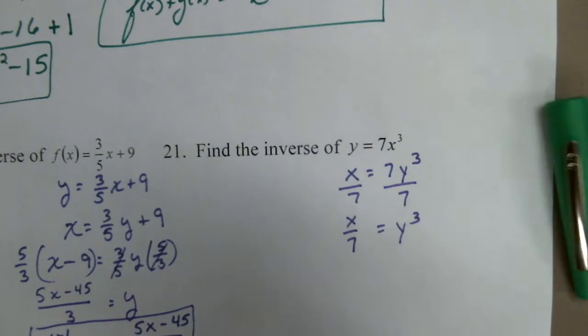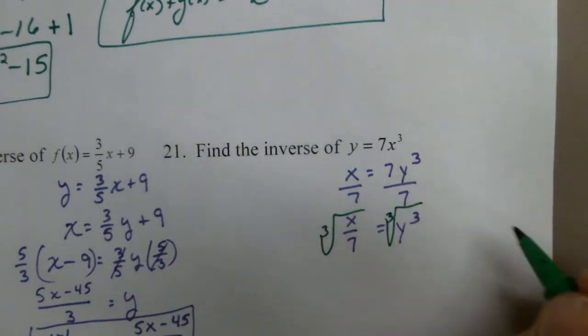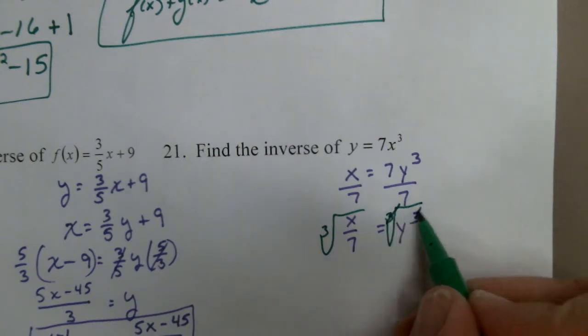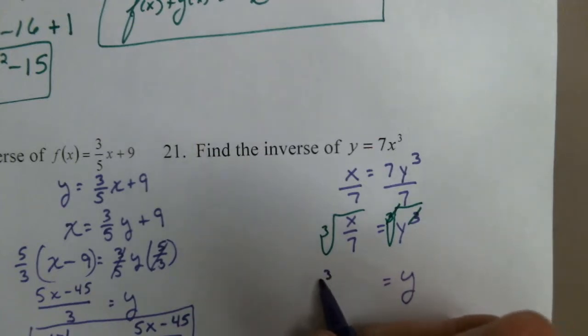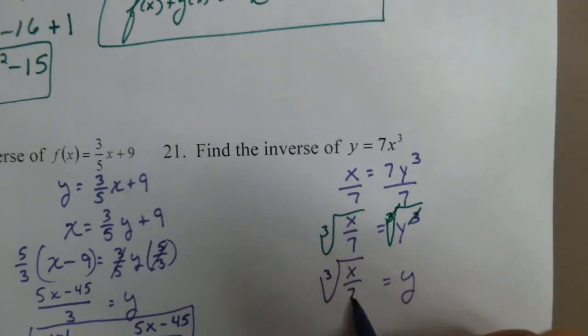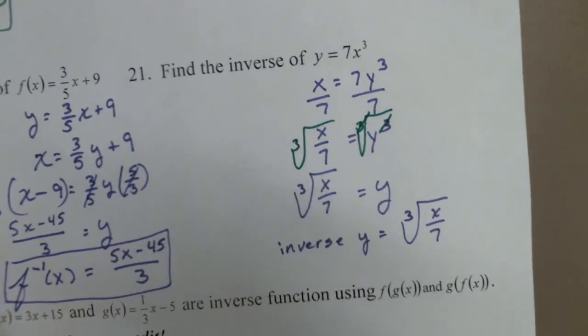Now I'll just take the cube root of both sides. The cube root of y cubed is just y. So y will equal the cube root of x over 7. All right, for this type of problem, we're not going to bother rationalizing the denominator. So the final answer, the inverse, is y equals the cube root of x over 7.